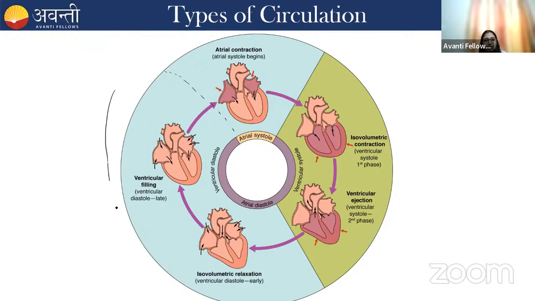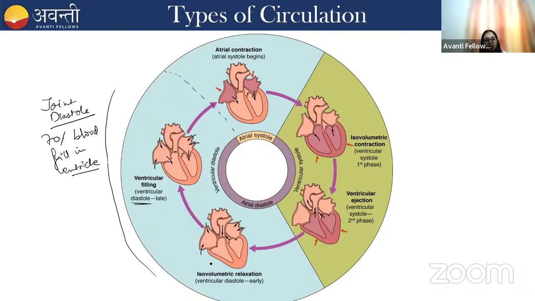This portion shows you the joint diastole. At this point, 70% of the blood fills the ventricle. So the ventricle in this stage is in the diastole stage. Diastole means relaxed. So when the ventricle is in diastole, or relaxed, 70% of the blood is filled.